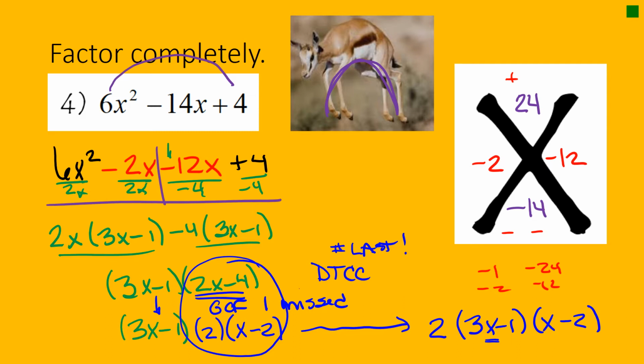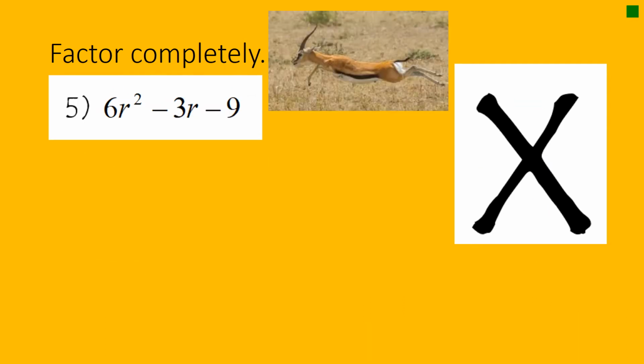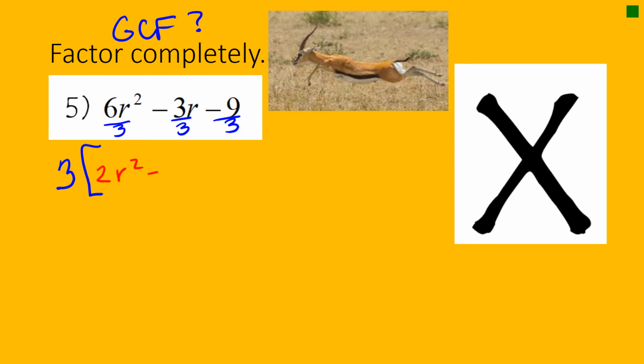Oh, that had a trick in it. I should have checked. So now this time I'm going to check first. Is there a GCF? Oh my gosh, you guys, that should always be the first thing you ask, and there is. When I do that, I'm going to take out a 3 and put a bracket. I'm going to divide all of these by 3. I'm going to get 3r squared. No, I'm not. I'm going to get 2r squared minus r minus 3. Helps if you divide correctly, Evans.